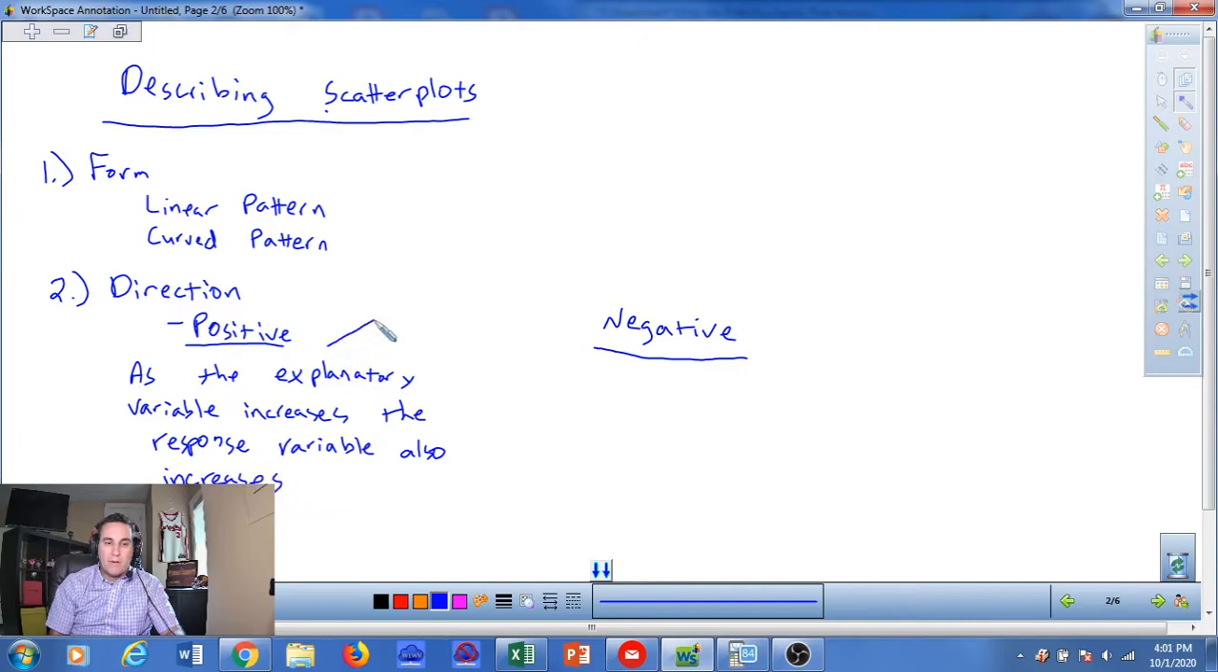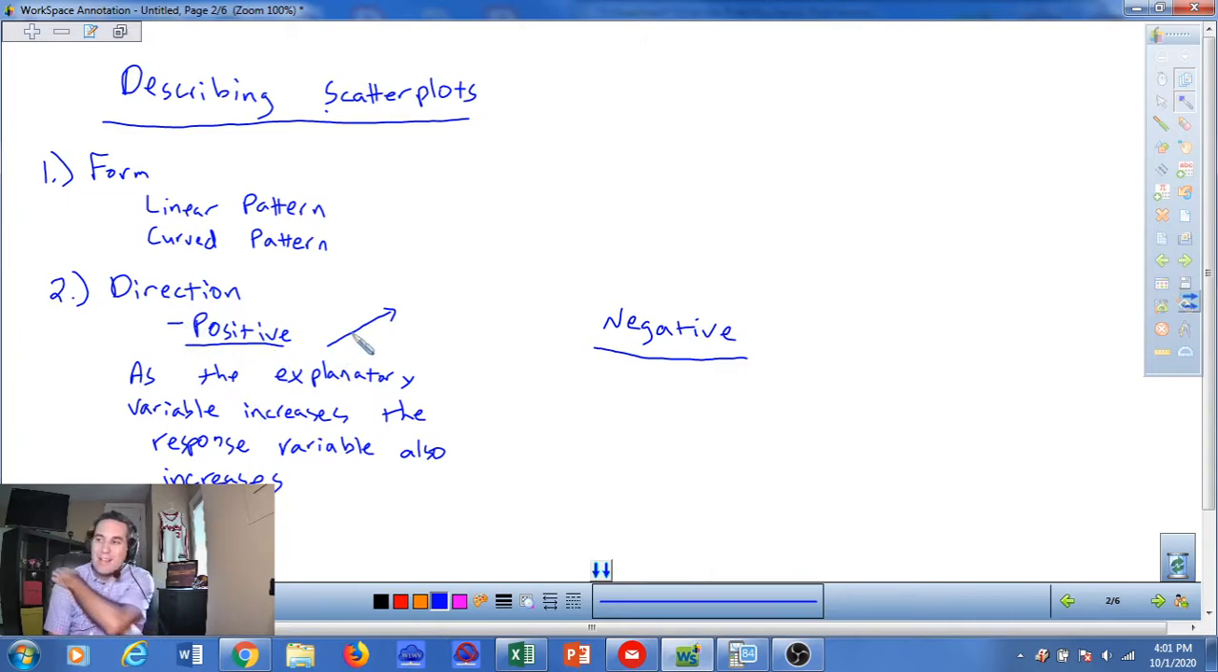Positive pattern looks like that. Okay, right? As the x variable increases, the y variable increases. A positive pattern. Sort of like slope. So if you think back to algebra and slope, positive slope means it's a positive direction.